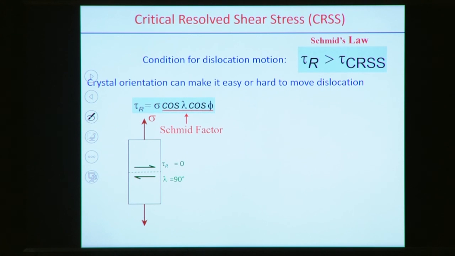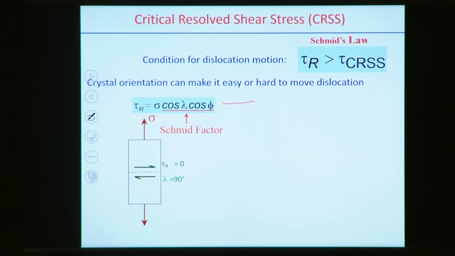Now, the critically resolved shear stress is the condition for the dislocation motion. Motion will start once the applied shear stress crosses some critical value. That critical value is called the critically resolved shear stress value. So crystal orientation can make it easy or hard to move the dislocation. If you look into the resolved shear stress values, that cos phi cos lambda is actually called the Schmidt factor, and this is the position for that.